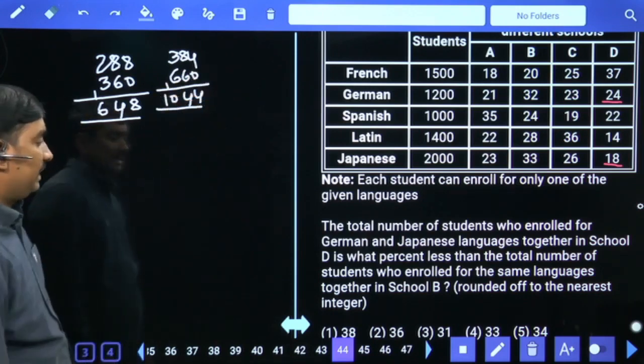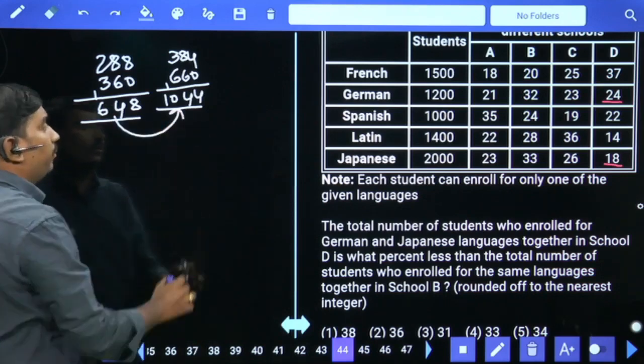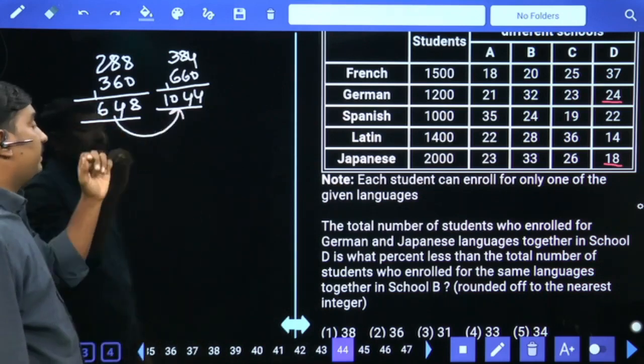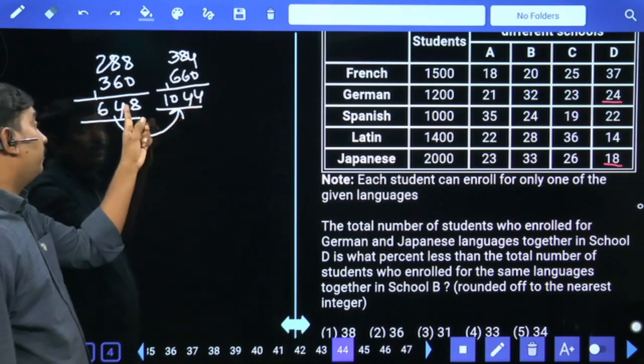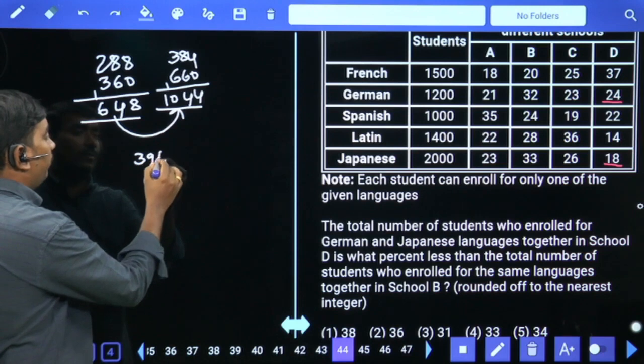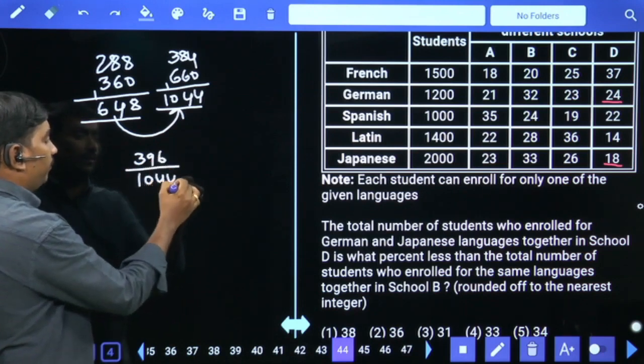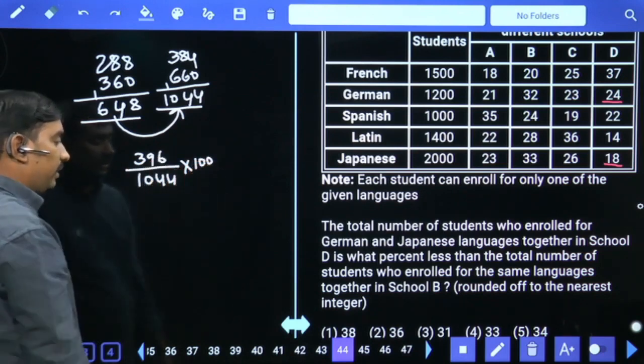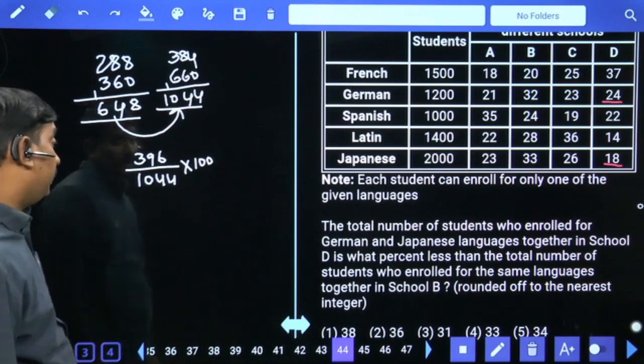1044. Percentage less means difference by more value. 1000 minus 600 means 400. 44 minus 48 means minus 4. 396 by more value 1044 into 100. Approximately 38%.